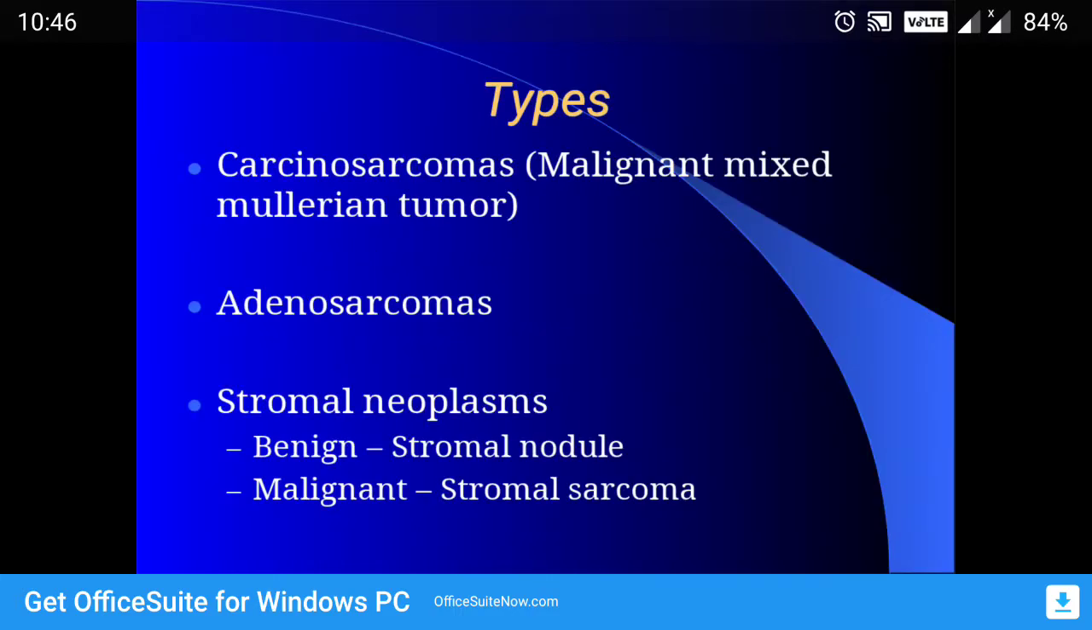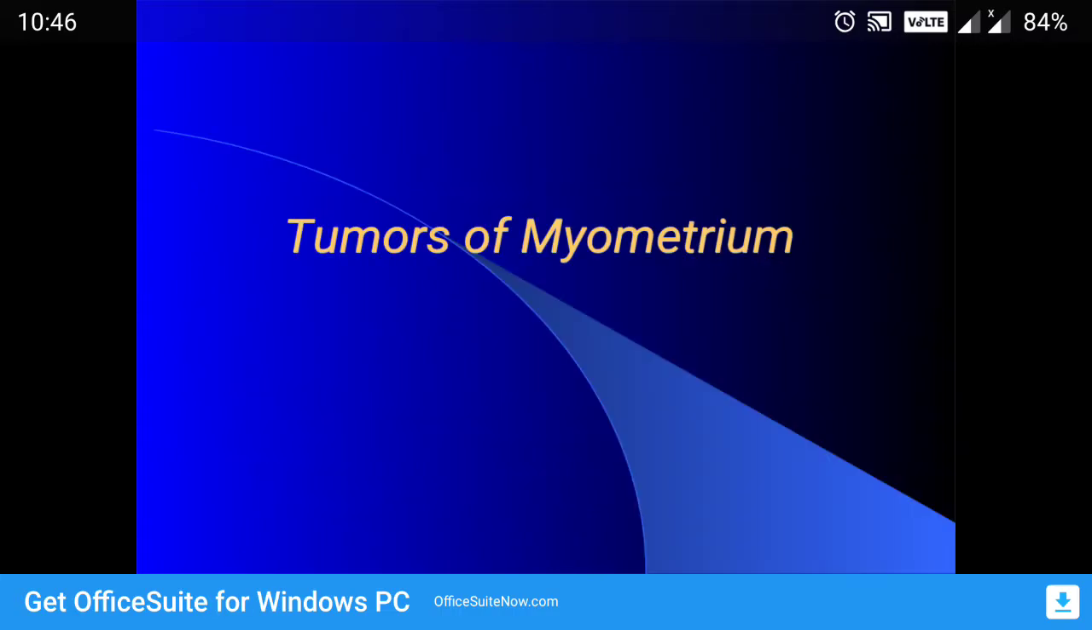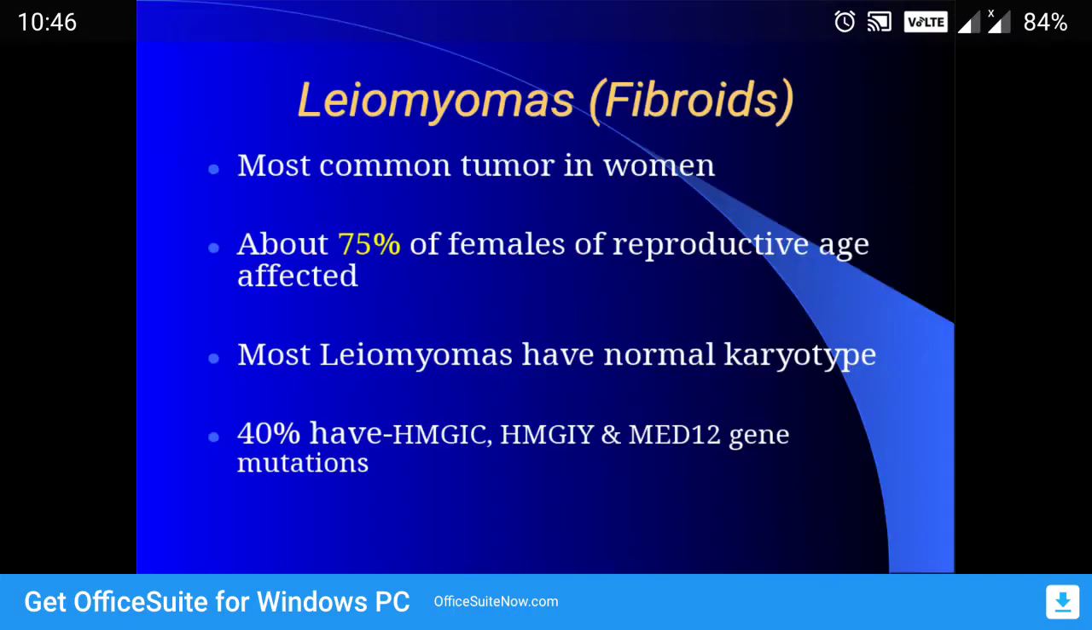Tumors of endometrial stroma are rare. You can just remember the names: carcinosarcoma, also called malignant mixed Mullerian tumor, adenosarcoma, and stromal neoplasms like benign stromal nodule and stromal sarcoma, which is its malignant counterpart. So that's about the endometrium. Now coming to the myometrial tumors.